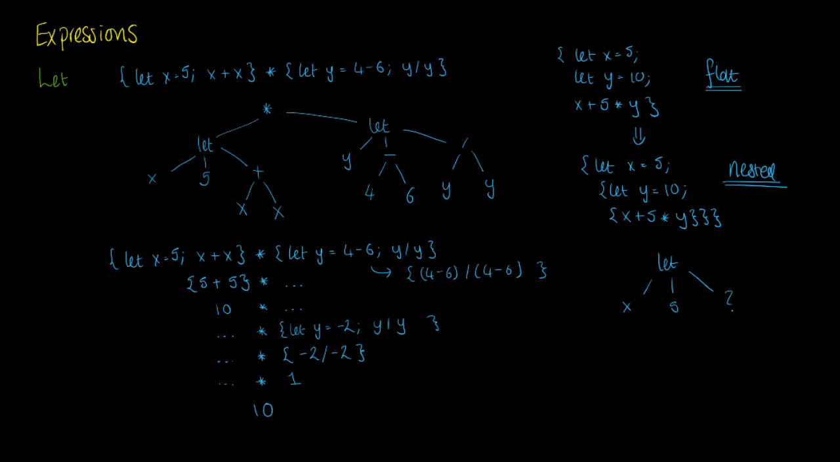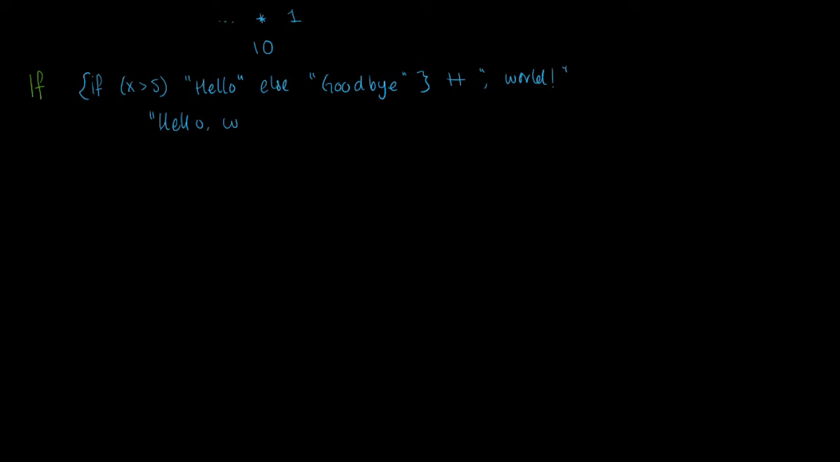We can even do what's called an if expression. If x is greater than 5, the string "hello", else the string "goodbye", double plus, "world". So if x is greater than 5, we have hello world, and otherwise goodbye world.